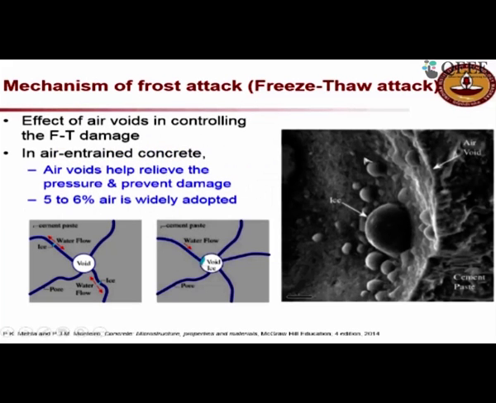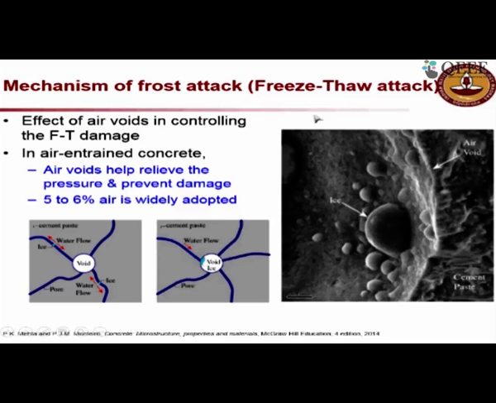Now, the effect of air voids: how it happens is, you have a small air void here, and you can see there will be movement of the water. If pressure is developed by the ice, it will push the water to an available void somewhere nearby. So you can see the ice formation inside the void. This is a microscopic image of a void like this. This blue region here is the ice, and this is the air void, and you can see ice crystals forming inside the air void.